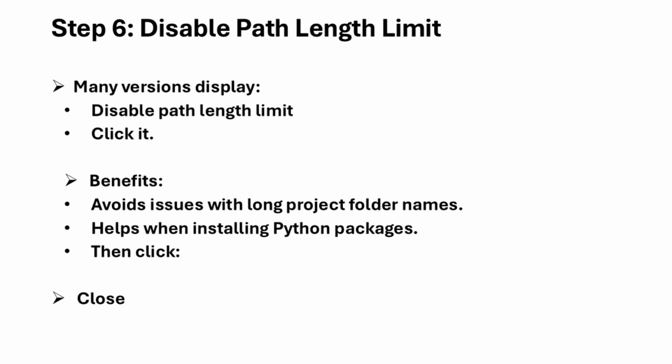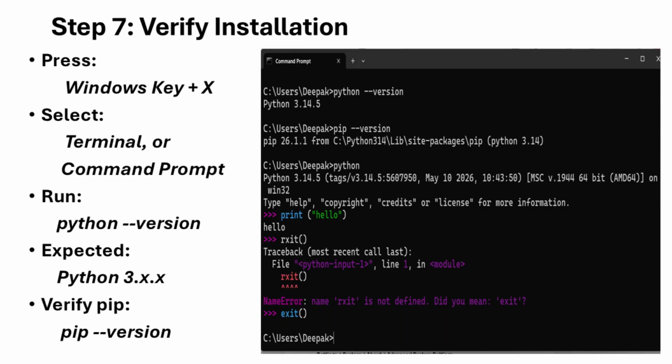Step 6. Disable path length limit. Many versions display, disable path length limit. Click it. Benefits: it avoids issues with long project folder names and helps when installing Python packages. Then click Close.